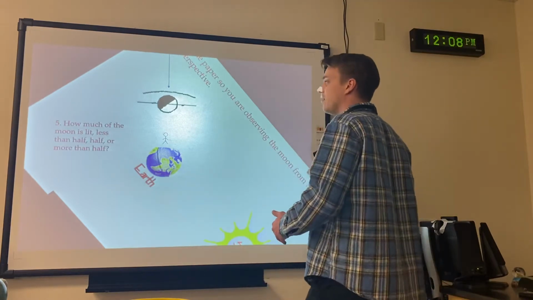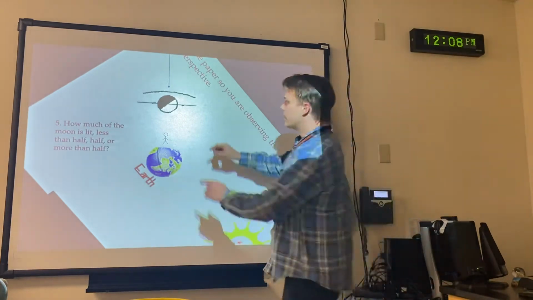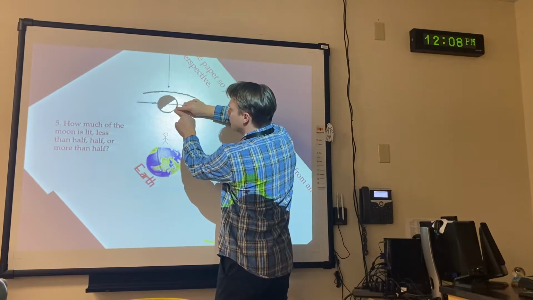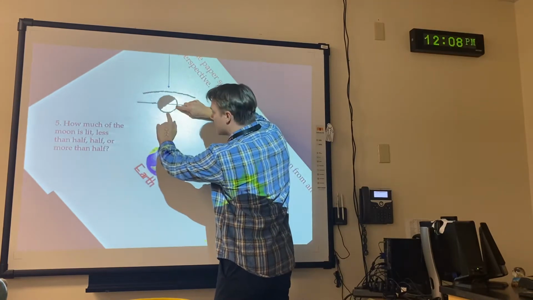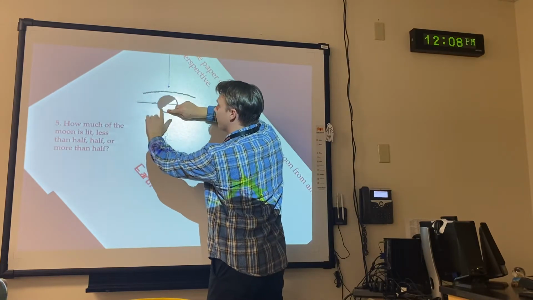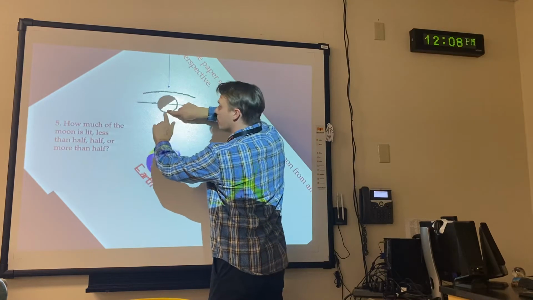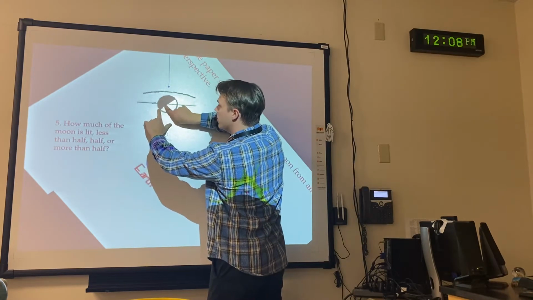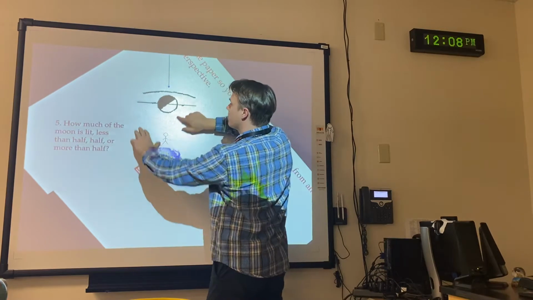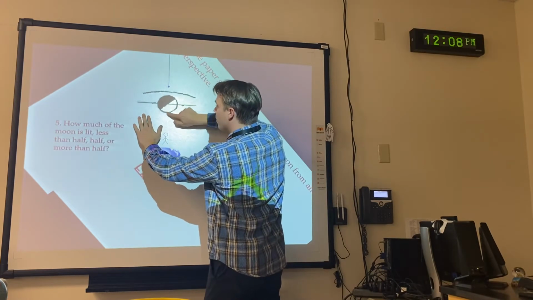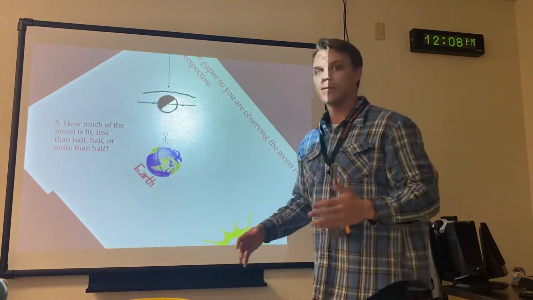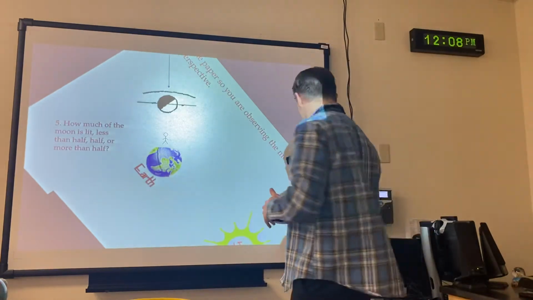And then I ask myself, how much of the moon is lit? Is it just a little bit here, which is less than half? Is it half lit, where we would have half dark and half lit? Or is it more than half lit? So in this case, the side that's facing us is going to be more than half lit. Now we'll be able to draw it based on the different moon phases.